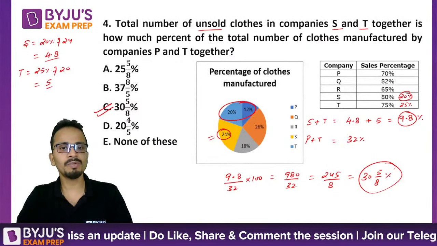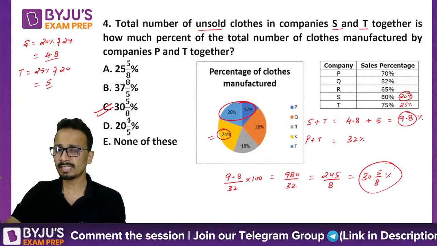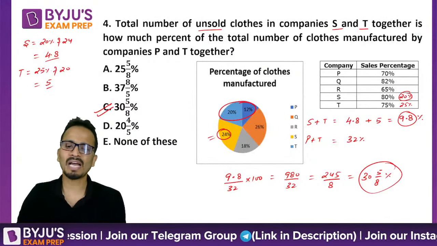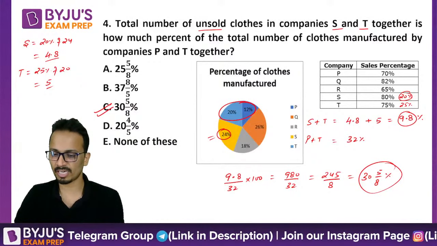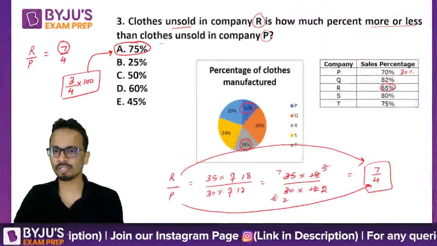Yes, Akash, it will be 30.625, which can be written as 35 by 8. Since options were in mixed fractions, I have calculated my answer in mixed fractions. Clear? Now, Akshay, I'm going back to the previous question for you.